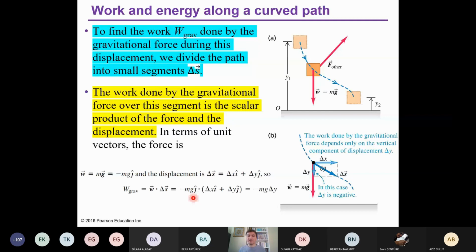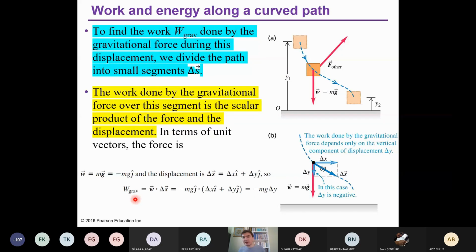So what about the sign of the gravitational work on this box? This is the direction of the displacement delta y, and this is the direction of the weight. Since they are in the same direction, the gravitational work done on the box must be positive. Here you see a negative sign, but what about delta y? Delta y is also negative, okay? The displacement is negative along the negative y direction, so negative times negative will give us a positive number. So we have positive gravitational work.